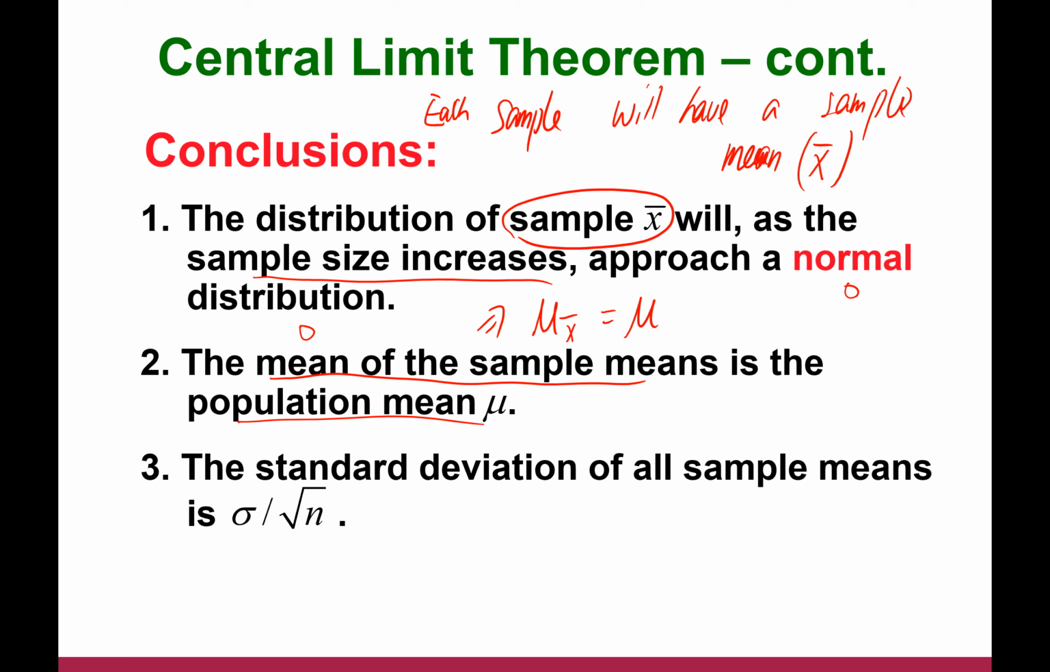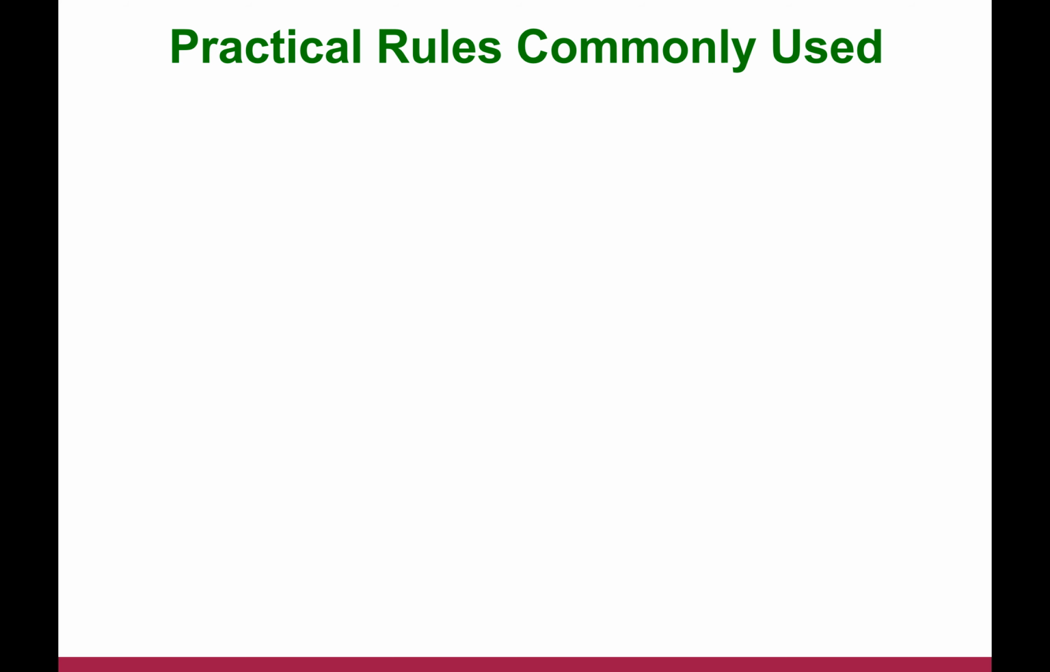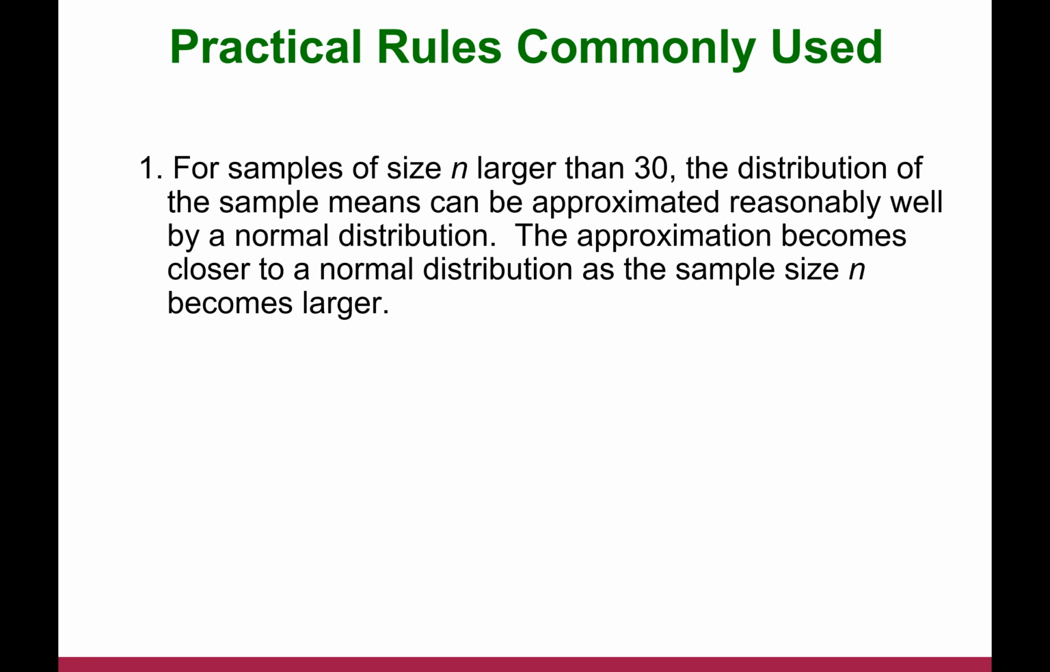And the standard deviation of the sample means, sigma of x bar, equals the population standard deviation over the square root of the sample size. So those two are the most important discoveries from the central limit theorem. And now the practical rules: in order to use the central limit theorem, either one of these conditions must be satisfied. We use CLT to represent the central limit theorem.